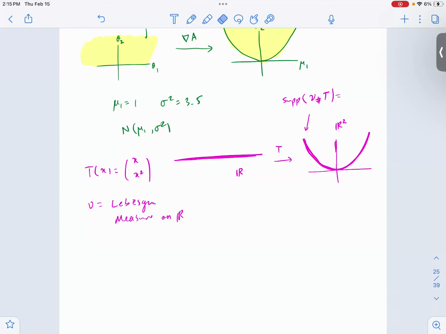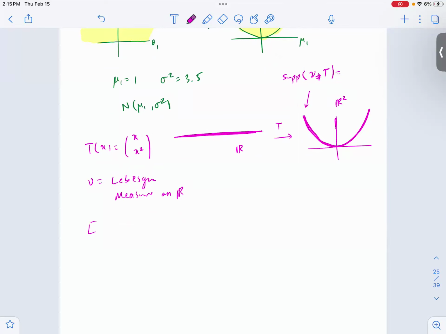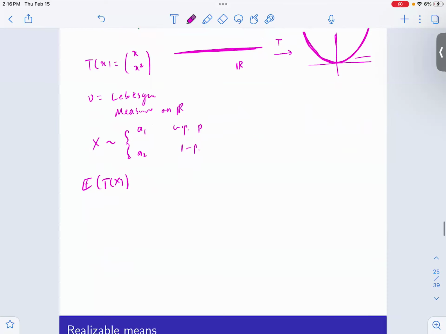So what happens if I have a certain density here, if I put a density there, so the expectation. Imagine I put a distribution on X that has two values. So let's say X has two values, A1 and A2, with probability P and 1 minus P. So what would happen to the expectation of T of X? Just want to give you some intuition what this is about.